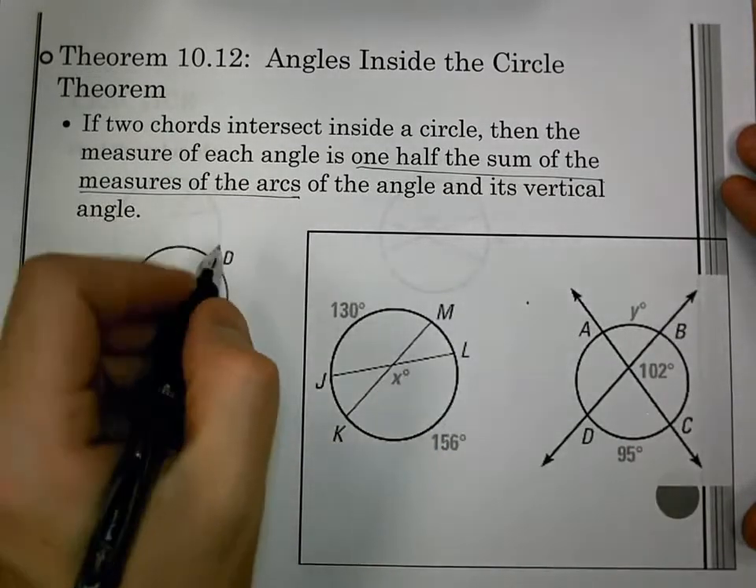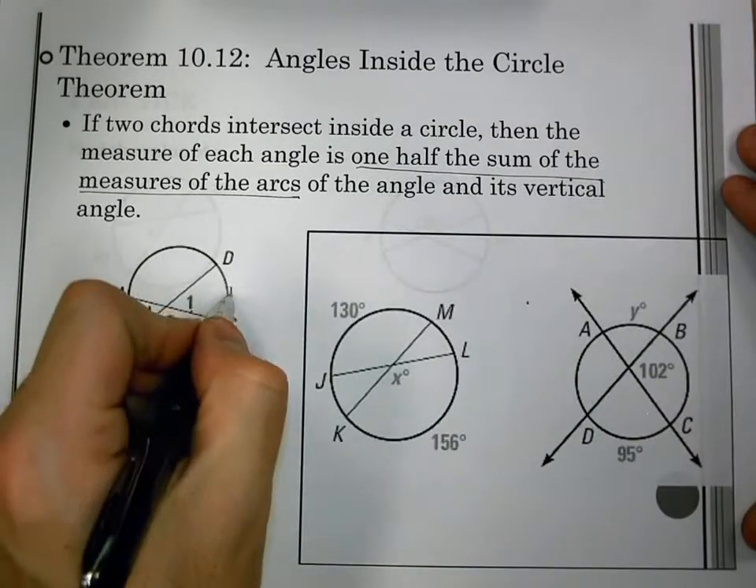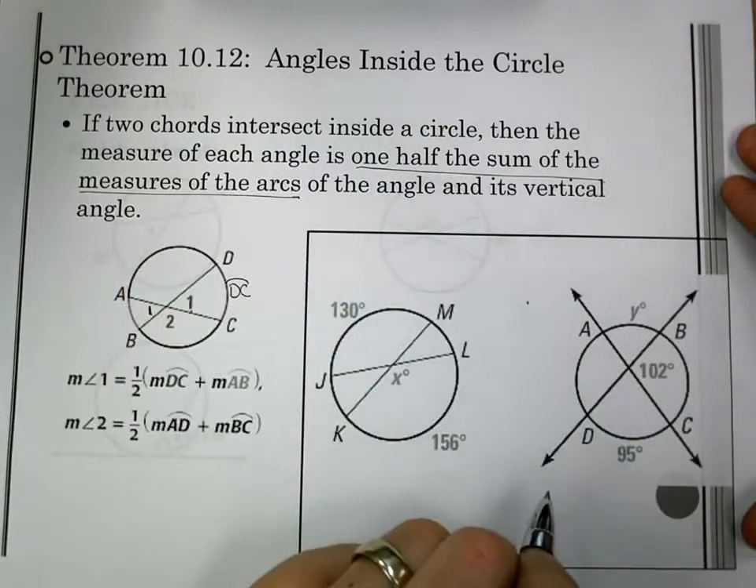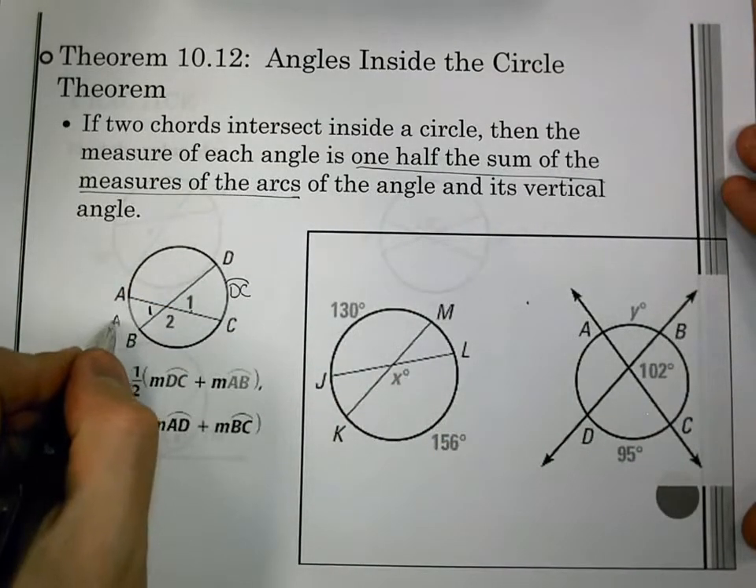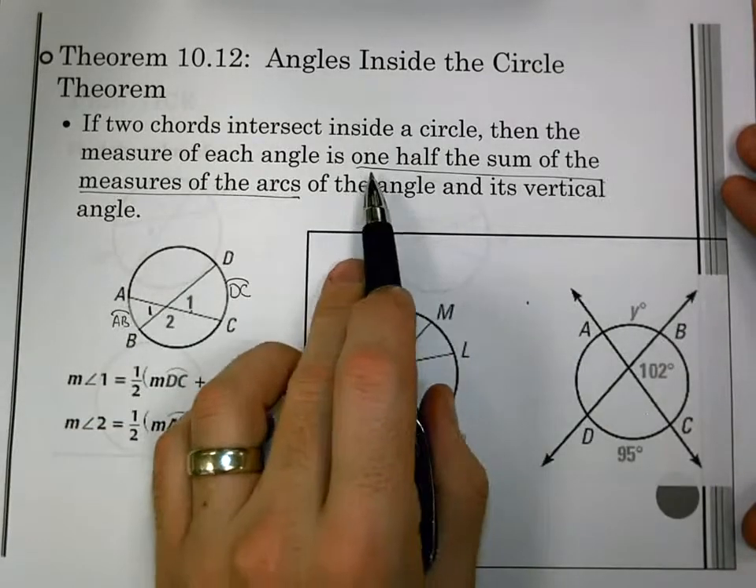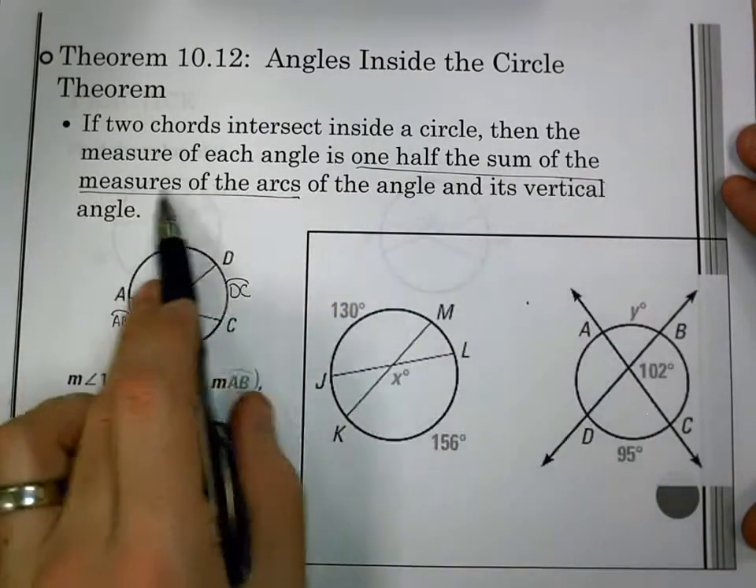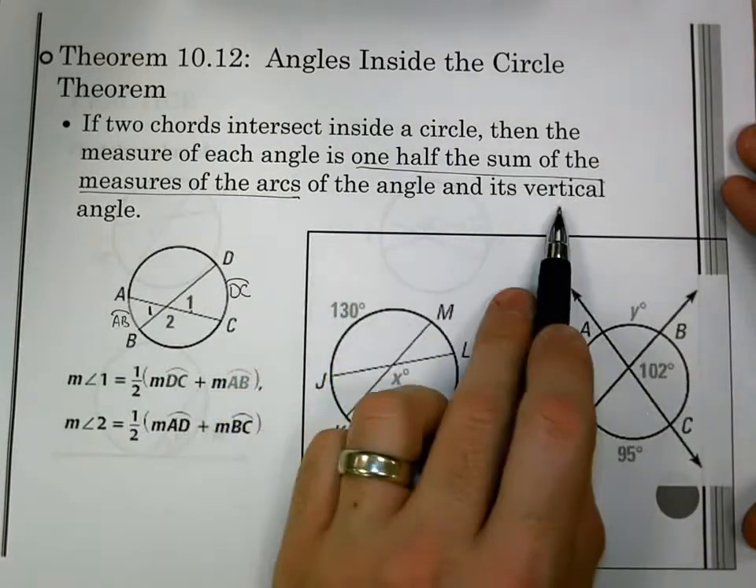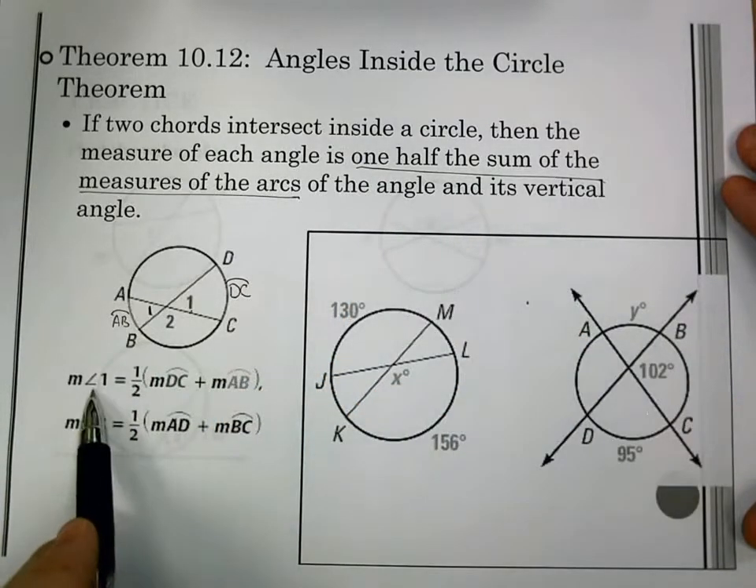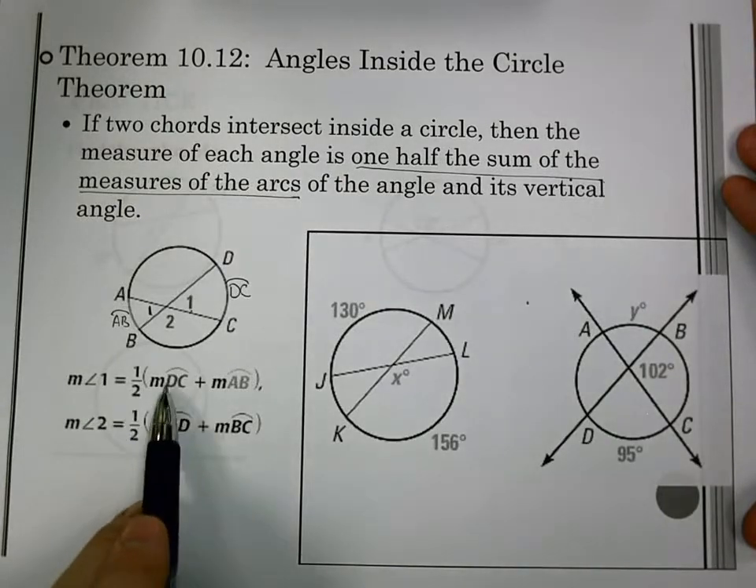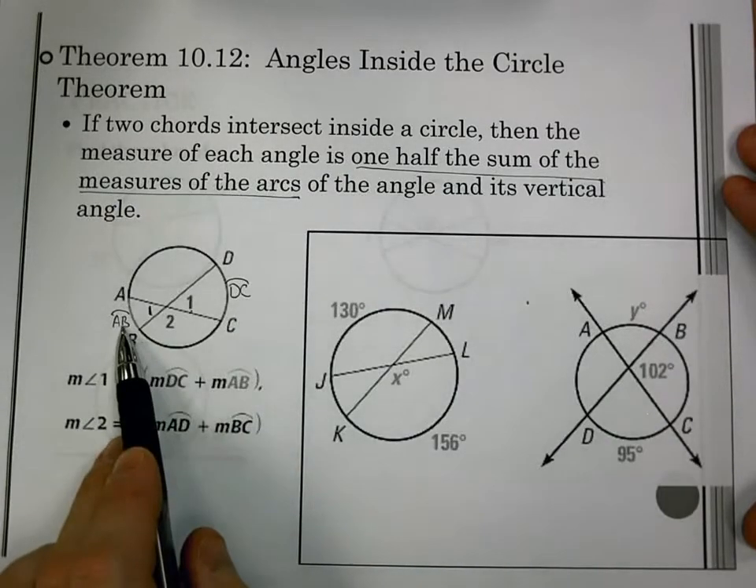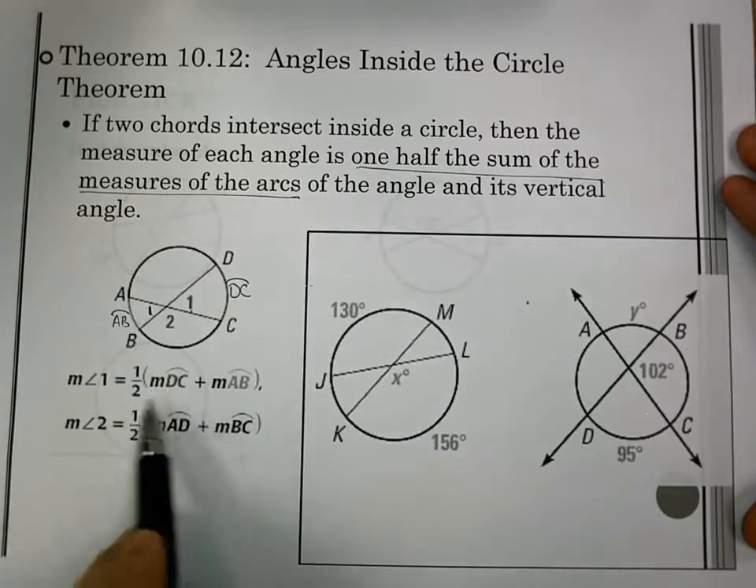Now, each of those angles has an arc to it. This one has DC, angle 1 on the right. This one has AB. What it says here is it's half the sum of the measures of the arcs of its angle and its vertical angle. So that means angle 1, either one, is equal to 1/2 times DC plus AB. Okay, so that's what we have there.